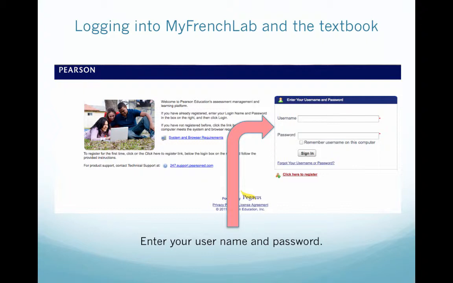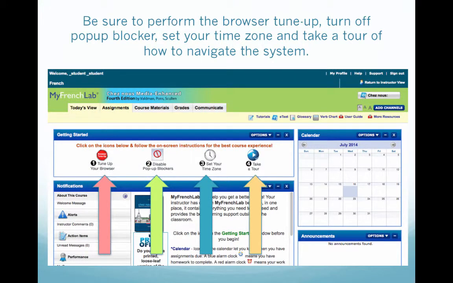When you first log into MyFrenchLab, of course, you will need to use your username and password. Once you get in there, some things you'll want to do the first time is check your browser, make sure it's functional, and download the plugins. It will tell you what plugins you need, what you might be missing, if your browser needs to be updated, if you need to use a different browser, etc. You will also want to disable your pop-up blockers, otherwise your textbook won't pop up and you won't be able to read that or any of the activities. You'll also want to set your time zone to mountain time so that we're on the same page for due dates and times.